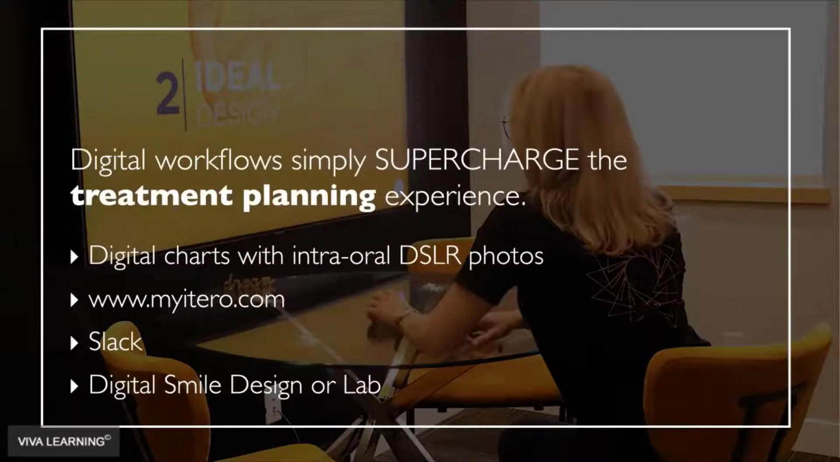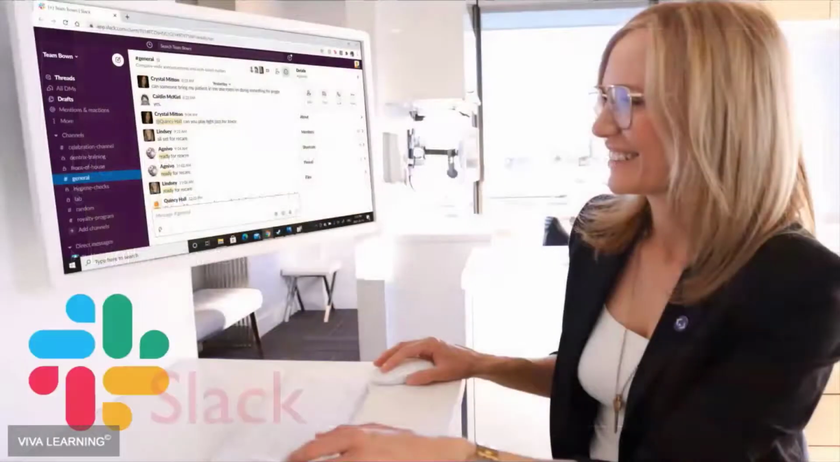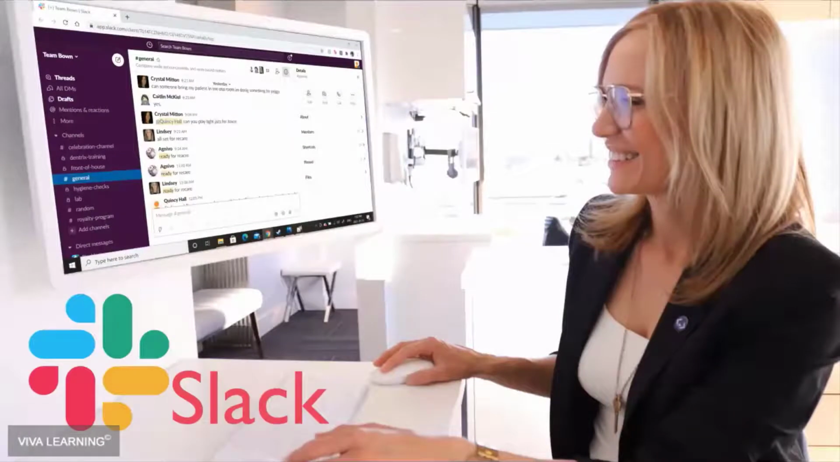I'm also using something known as Slack. Now, Slack means Searchable Log of All Communication and Knowledge. Slack doesn't sound like the greatest name, but it's certainly an incredible way to message, and I'll show you in a second why we do that. And then, of course, the treatment planning continues as we send that information to our lab or to Digital Smile Design. So this is Slack, and we use it now.